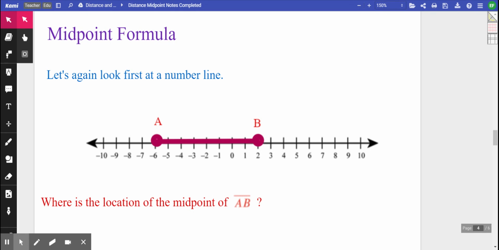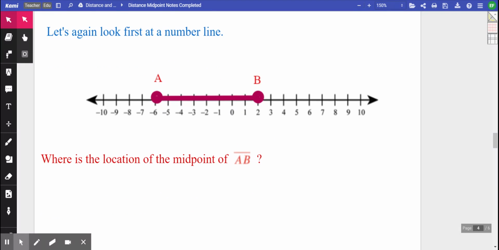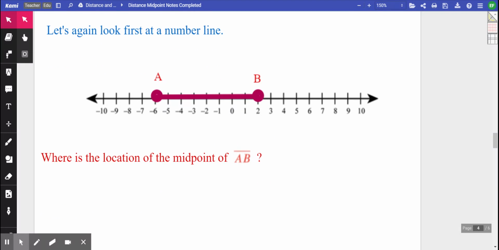So we're going to again start this video by looking at a number line where we have a segment AB. A is at -6, B is located at 2. But instead of part 1, where I asked you to find the length of that segment AB, I'm now asking you to figure out the location of the midpoint. So if I was to draw a point in the middle of this segment, exactly where would that point be?